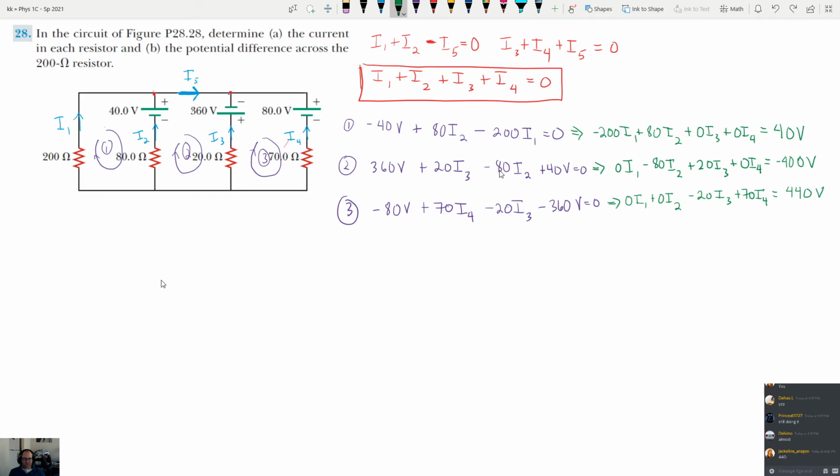You're also going to have the same thing happen with your voltages. So you have a negative 40 here, a positive 40 here, positive 360 here, negative 360 here, positive 20, negative 20. And those are the only ones they have in common. Basically, these two branches showed up in multiple loops, and since I went in opposite directions, they should have pretty much the opposite signs.